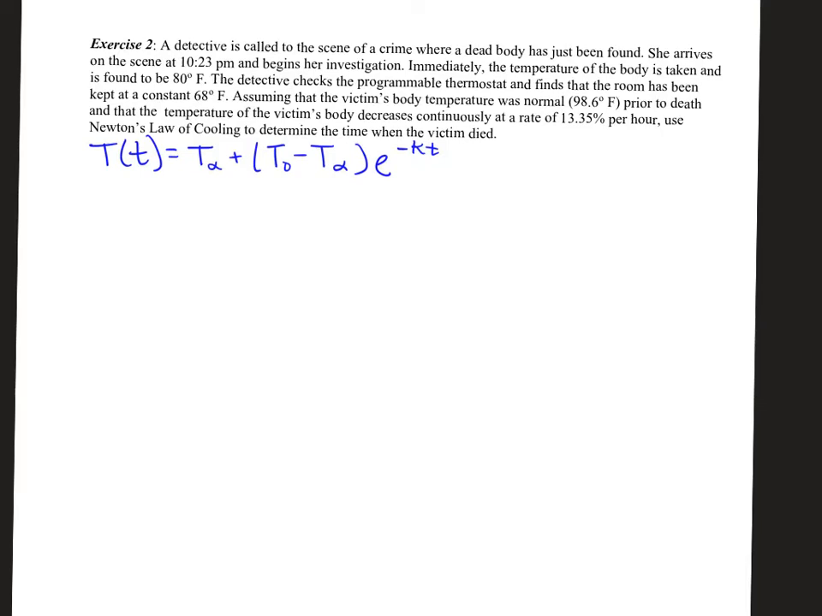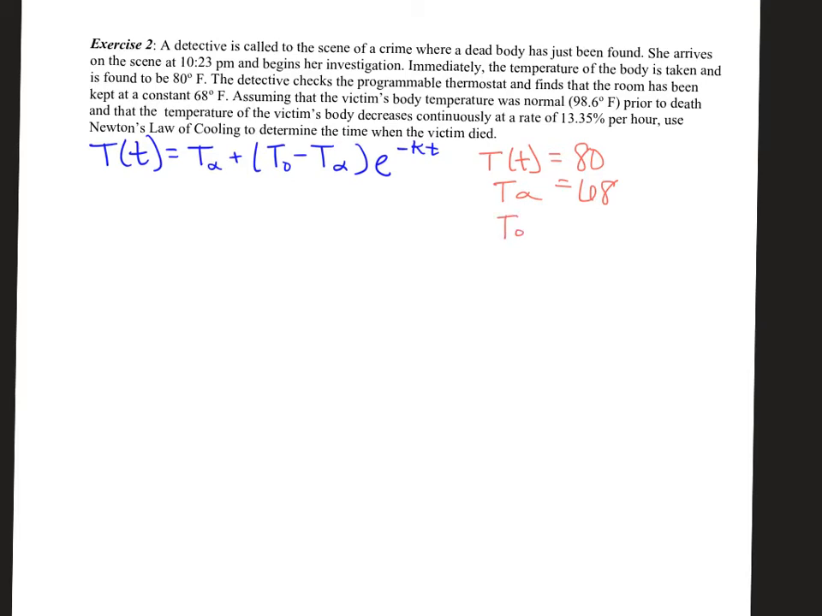Now what I'm going to do is identify all the things that I need to put into the equation. I find that helpful to do, especially when we're just learning. So T of t is the temperature after time has elapsed. So the body temperature when they found it is 80 degrees Fahrenheit. T sub A is the room temperature. So that is 68 degrees.